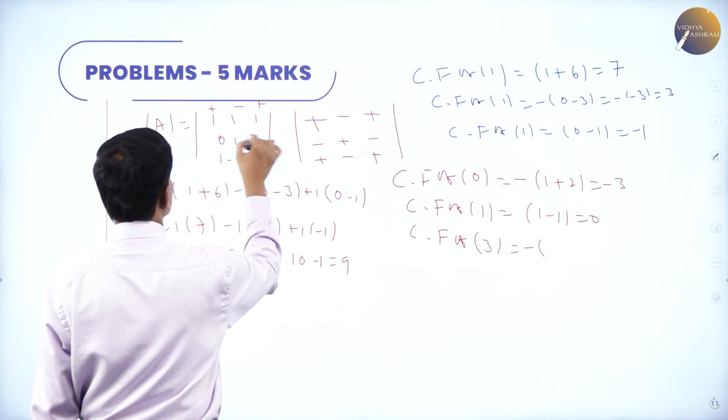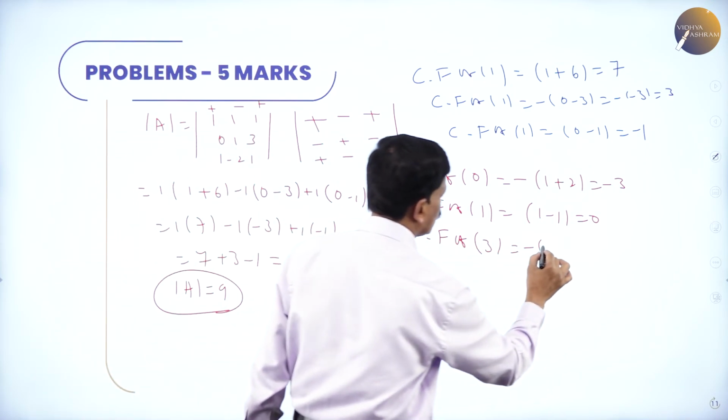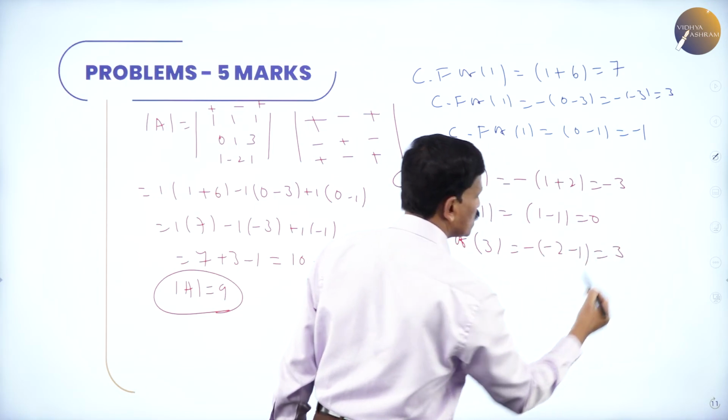And third element, cofactor of 3 is equal to, the sign is negative. This row and column is gone. 1 into minus 2 is minus 2 minus 1. Minus 2 minus 1, minus of minus is plus 3.